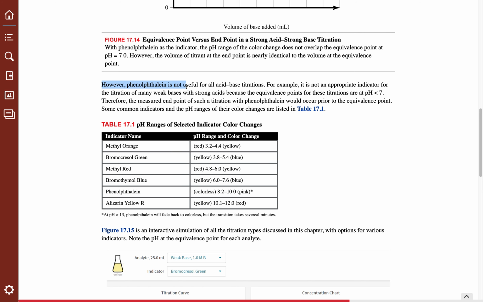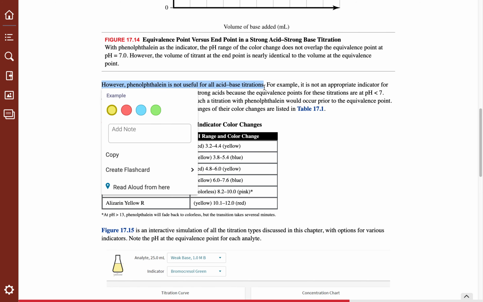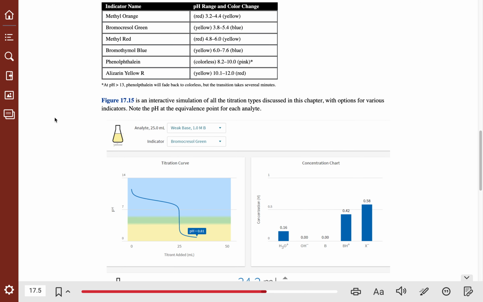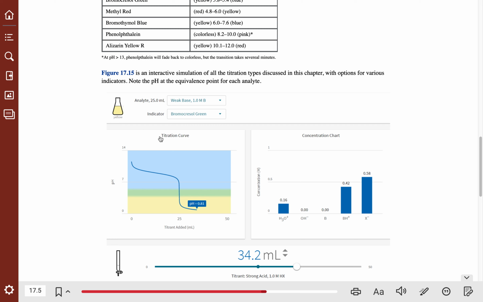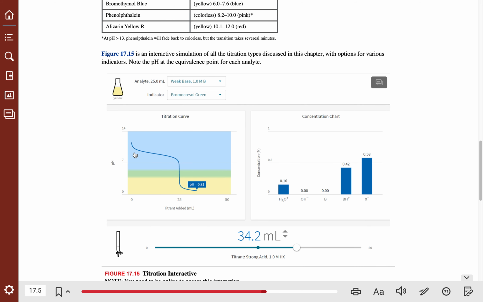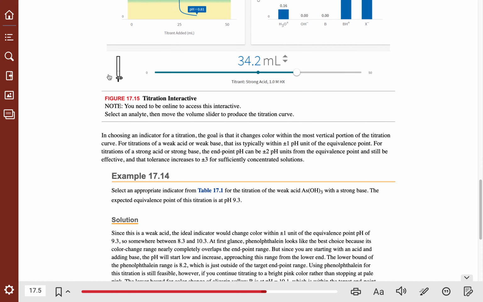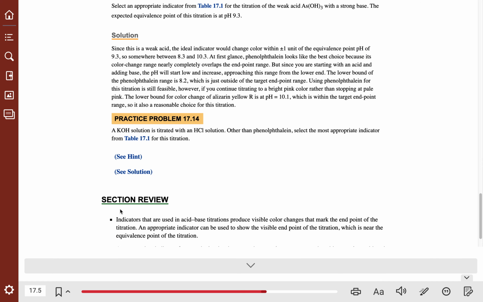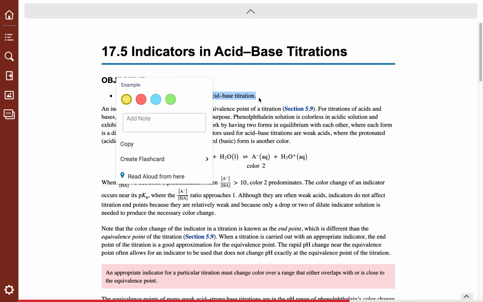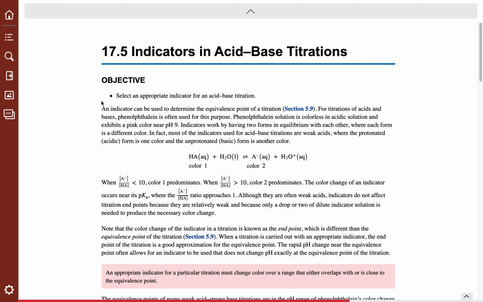Note here, it is not useful for all acid-base titrations. If you have equivalence points for the titrations that are pH 7 or less, that's all you could use this for. So this is an interactive thing that you should go through to see what type of indicators would work well for what situation. Please go through all these examples. And again, the goal of this section is just to be able to select an appropriate indicator for an acid-base titration.